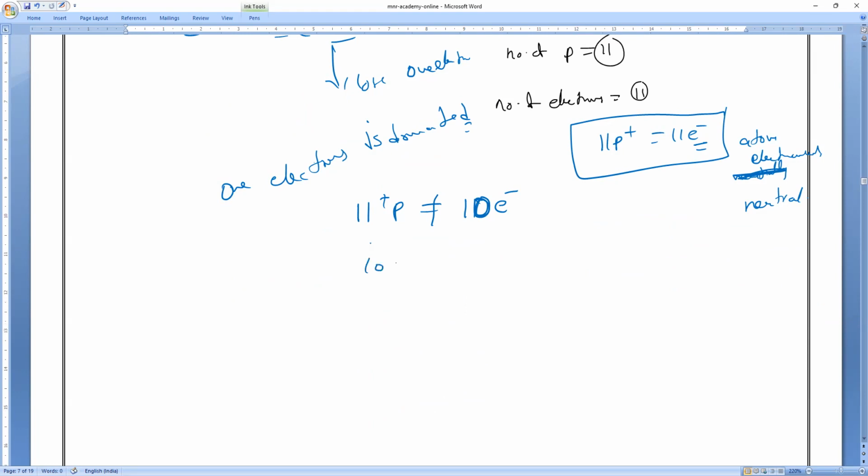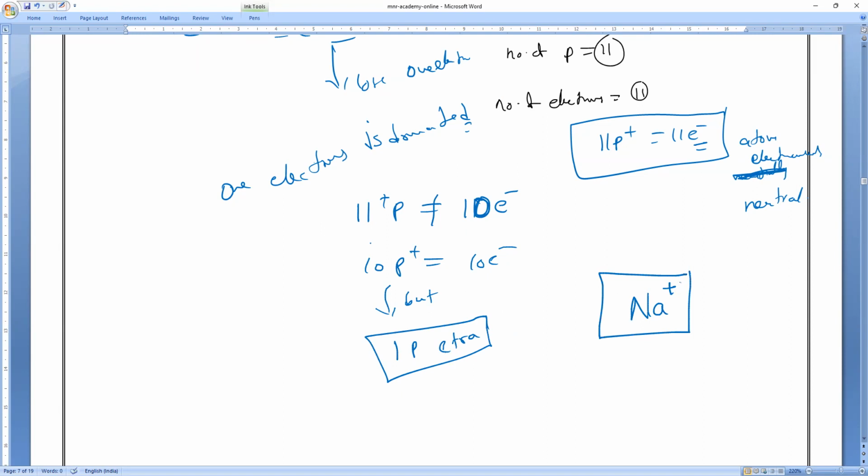So 10 protons will equal 10 electrons, but how many protons are remaining extra? One. One proton appears to be extra. That is why we call it a cation. Sodium plus 1, or we can say Na plus, which is also called the cation of sodium. Everybody, if you have any doubt, you can ask. Sorry, not minus, plus. So sodium is plus 1. It will lose 1 electron to become stable in nature.